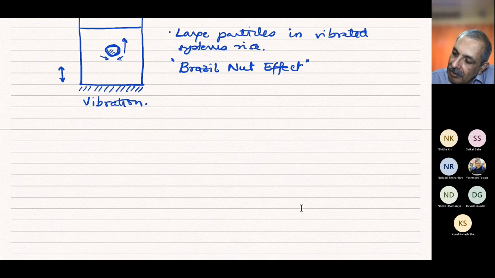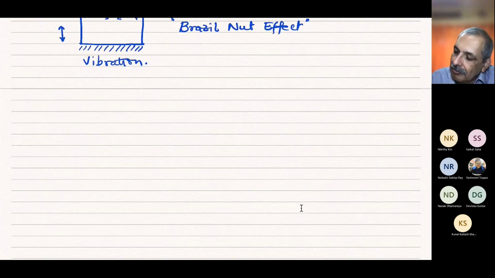Another explanation is that there may be a sort of circulation pattern that is built up because of wall friction, and because of that the large particle goes to the top. So there are various explanations, and they are valid in different regimes of the operation.